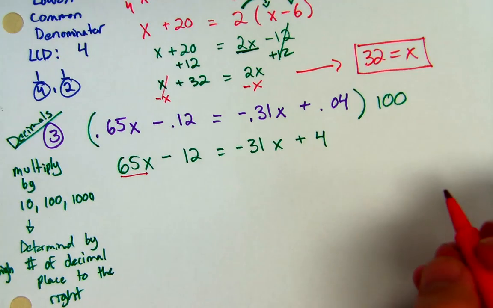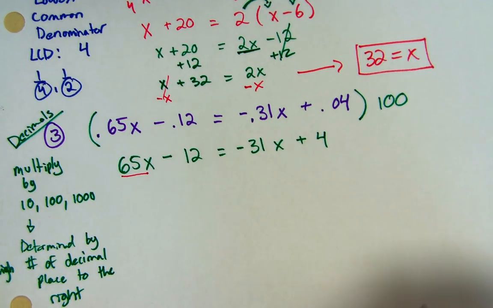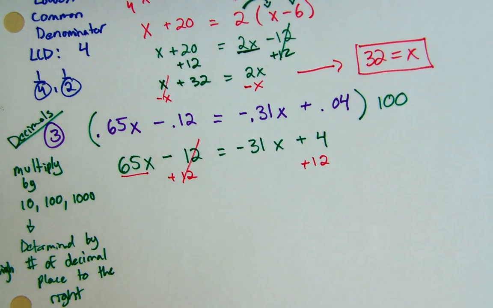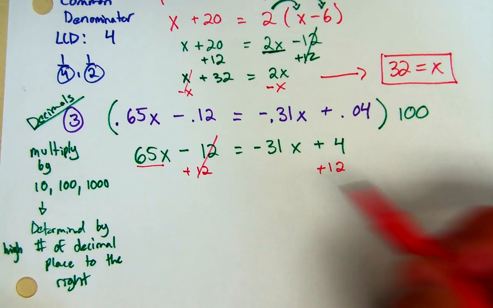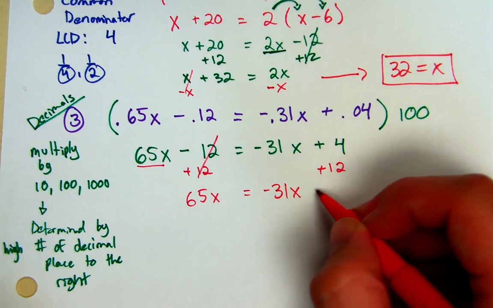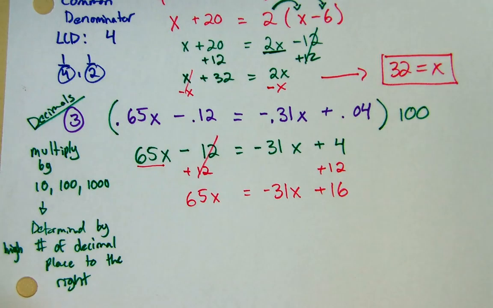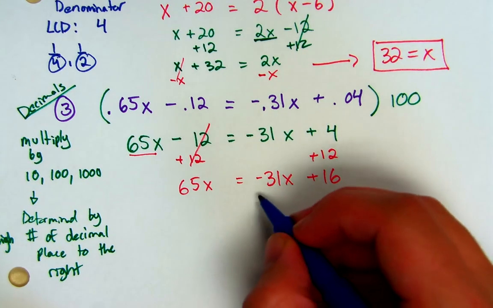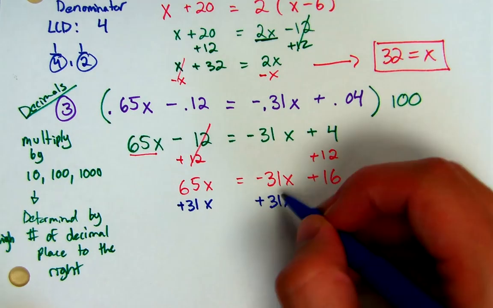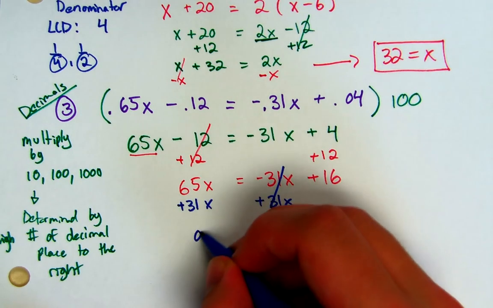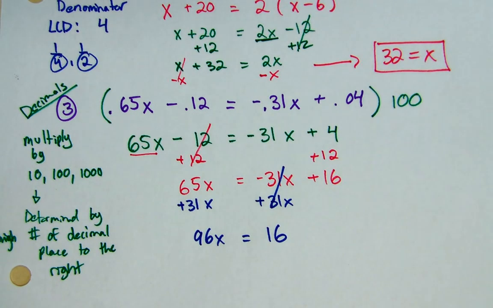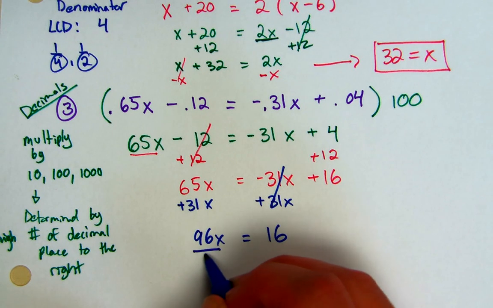Again, 65 is higher, so I'm going to keep that over there, and I'm going to move this 12 away. So I'm going to add 12, I'm going to add 12. Notice how I always pair my like terms together. So we've got 65x is the only thing left here, minus 31x plus 16. Well, now I need to get rid of a negative 31, so hopefully we realize the opposite is to add 31. So add 31x, and I end up with 96x equals 16.